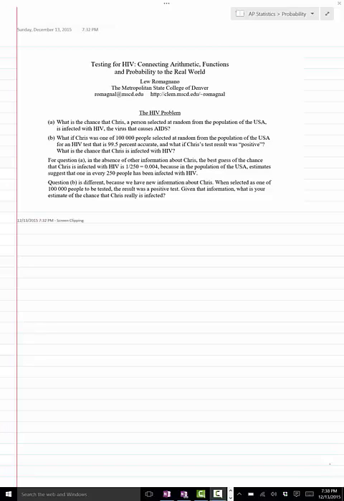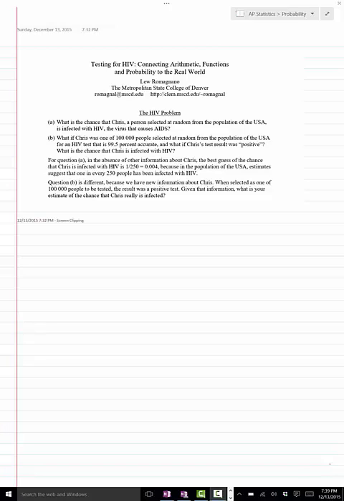Today we're going to look at conditional probability through the application of the HIV test. We have two questions here that we're considering. What's the chance that a person selected at random from the population of the U.S. is infected with HIV? And then what if that person was one of 100,000 people selected at random from the population and the test is 99.5% accurate? If the person got a positive test, what's the chance that they actually have HIV?